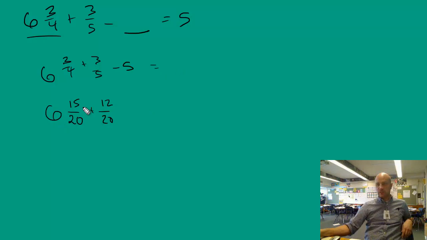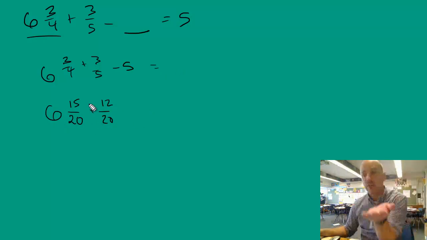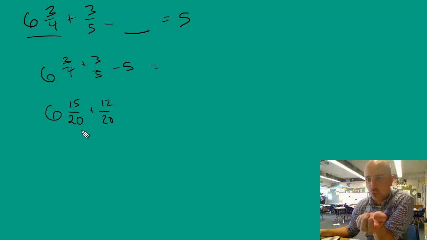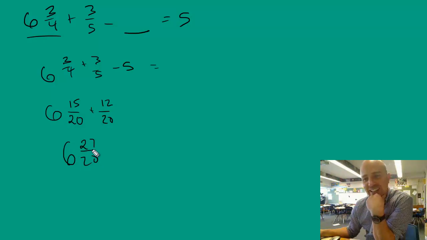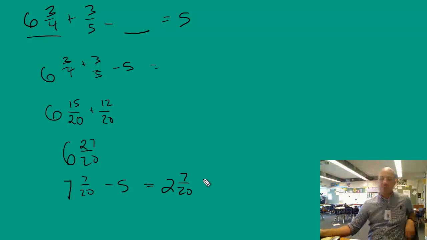So 6 and 15 20ths plus, let's add these together. 15 and 12 is 27. So I have 6 and 27 20ths. And let's turn this improper fraction here into a proper one. 20 20ths will be 1. So I have 7, and 7 20ths left over. And I need to subtract 5. Well, I can do that. That's easy. 7 minus 5 is 2, and that's 2 and 7 20ths. And I have my answer.